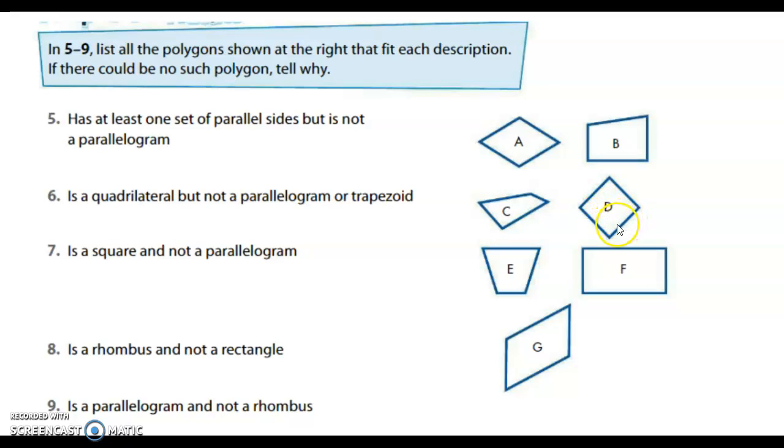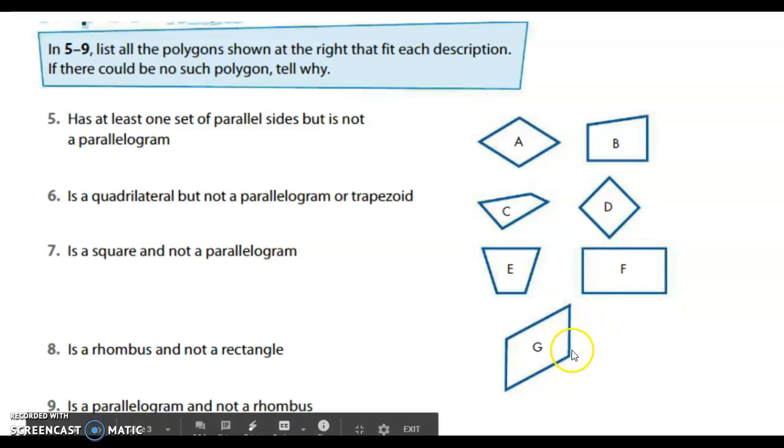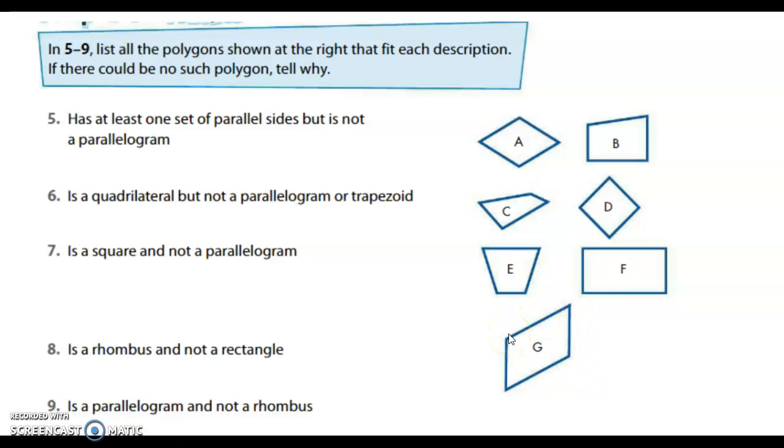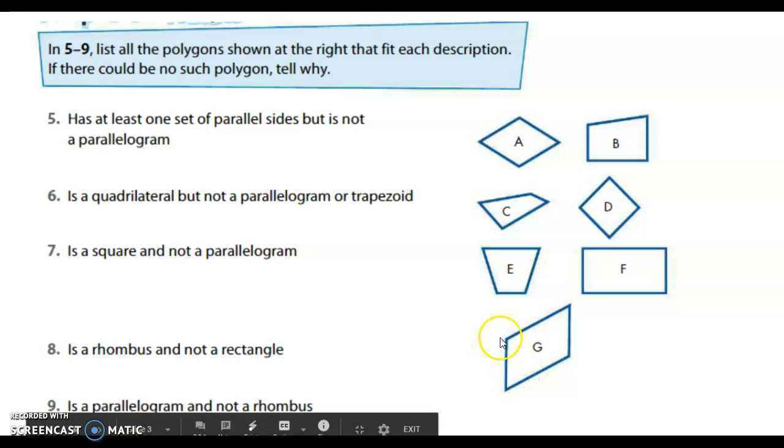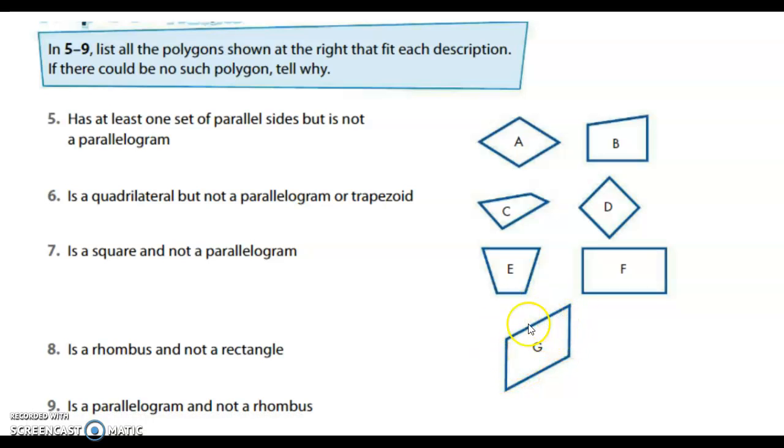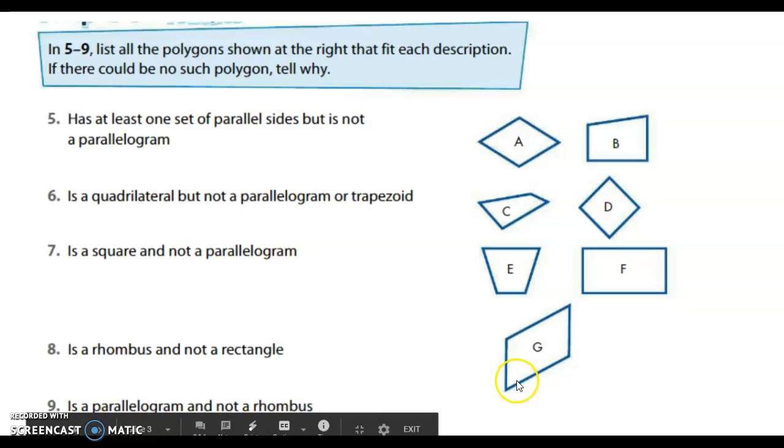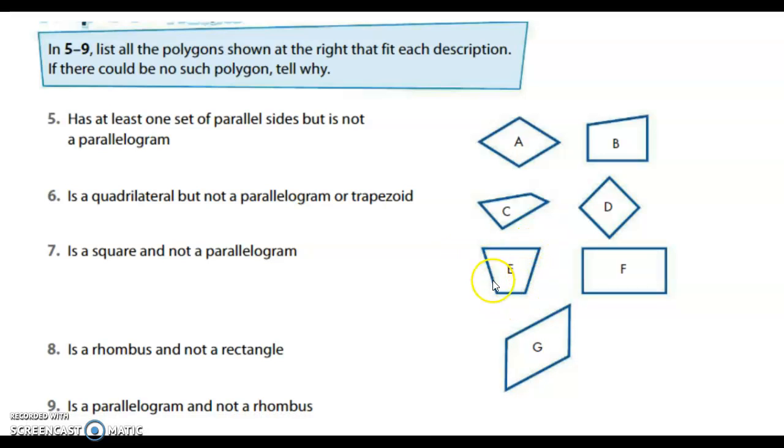D looks like a square or rhombus. F is a rectangle, which I know is a parallelogram. Here, this looks like a parallelogram. It's not a rhombus because the sides are not the same length, but this side and this side are parallel, and the other two sides are parallel. Now if I look at E, I see that this side and this side are parallel, but these two would not be parallel. So this is a trapezoid. So we said B and E were our correct answers. And we are correct. Very good.